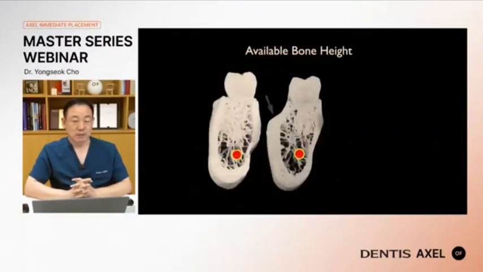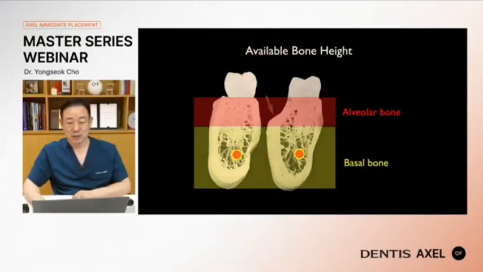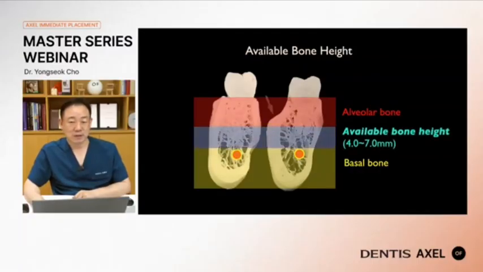Short implant, especially very short implant named extra short implant, is very useful when a patient experiences severe alveolar bone resorption. This is the alveolar bone, which holds the tooth root. And under the alveolar bone, we call it basal bone. In the mandible, over the mandibular canal, there is available basal bone. And generally, the amount of available basal bone height is 4 to 7 millimeter.